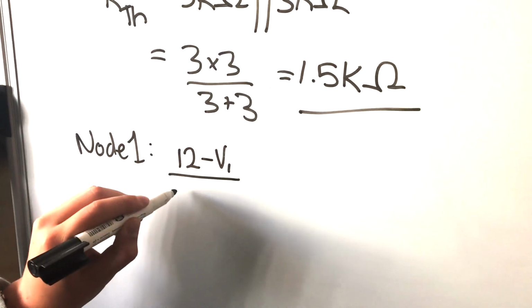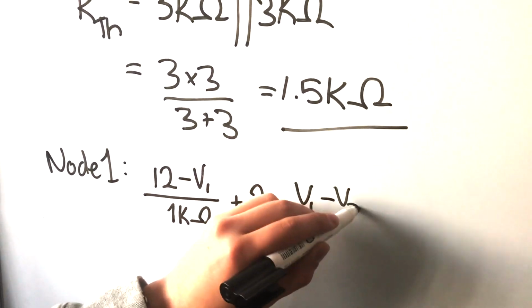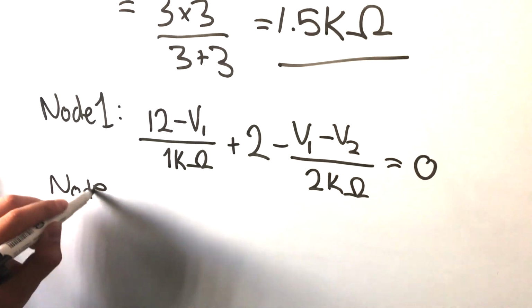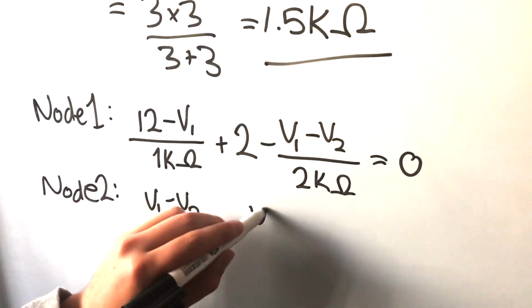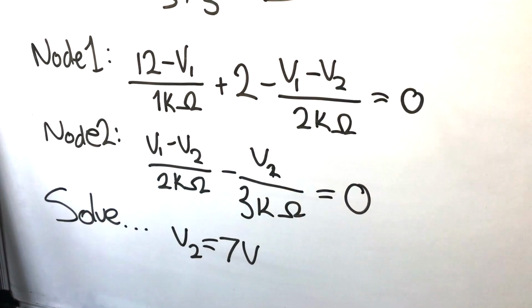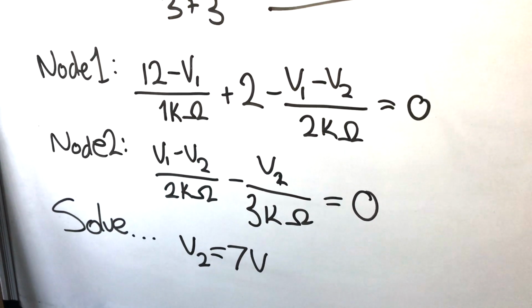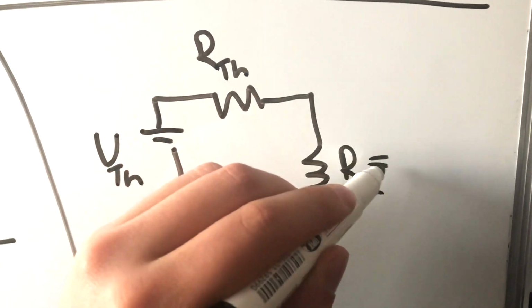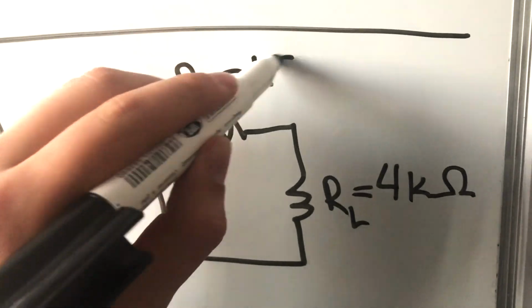Next, we need to determine the voltage across the 3K ohm resistor. We can do this using nodal analysis, and with a little bit of maths, we get 2 equations which, when solved simultaneously, show us that the voltage at V2 is 7 volts. We can now reinstate the 4K ohm resistor and use basic Ohm's law to determine the current flowing through it.